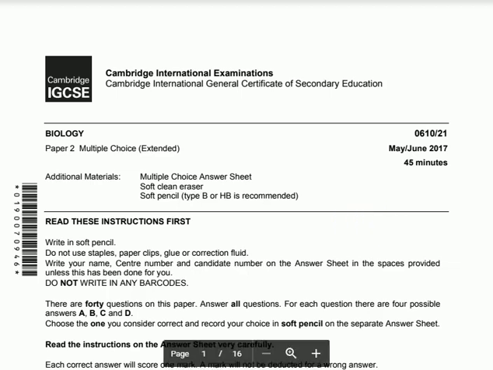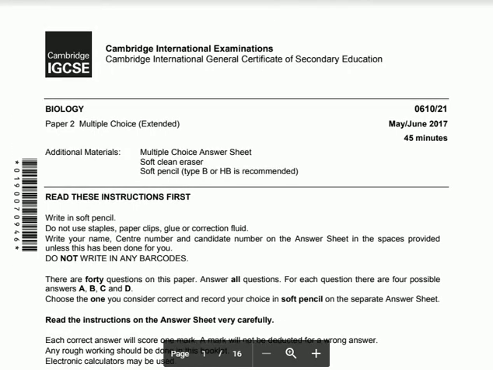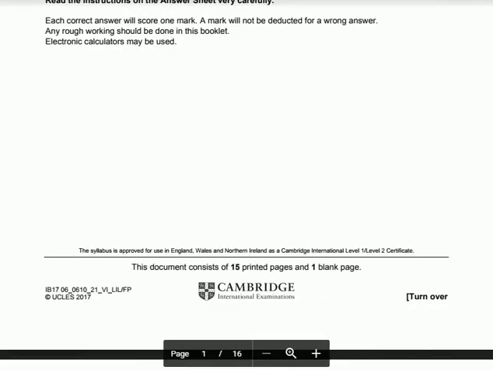So today what we will be doing is IGCSE Biology Paper 2 MCQ Extended. It's actually a really cool paper. This one, I found kind of interesting nonetheless. And so without further ado, let's solve the paper.